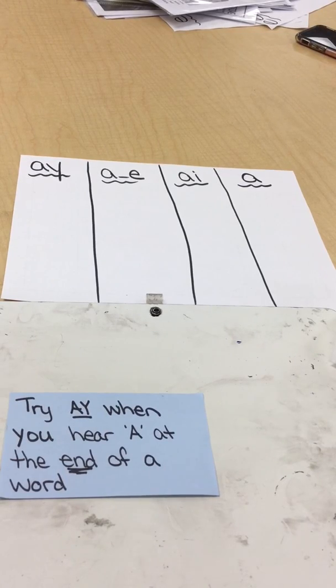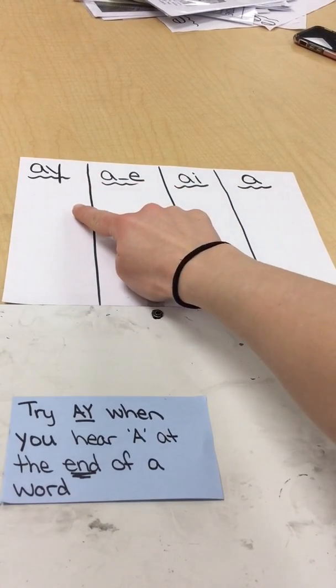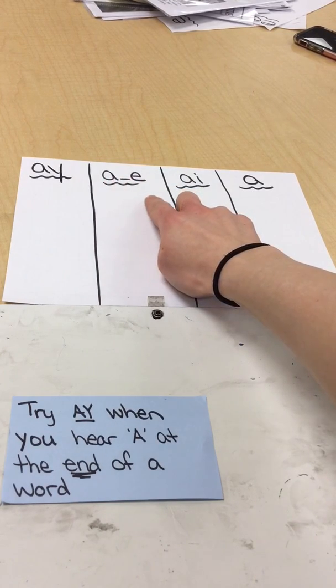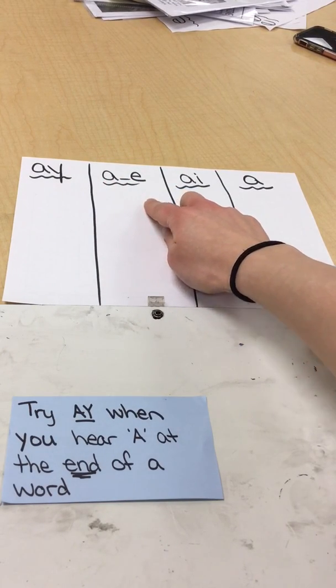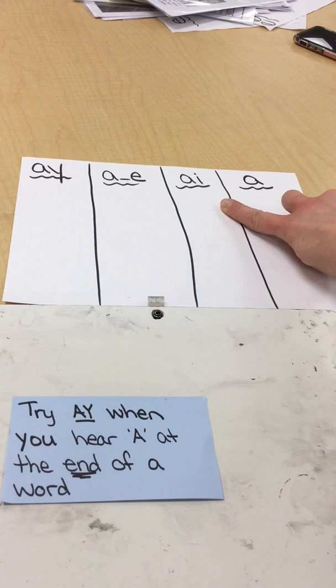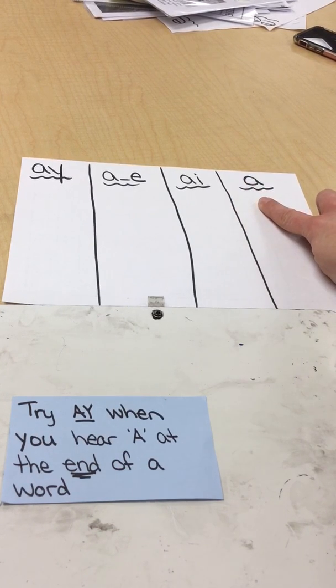The long A sound is made different ways. AY makes an A sound. A with the silent E at the end makes a long A sound. AI together makes a long A sound. And sometimes A by itself also makes the long A sound.